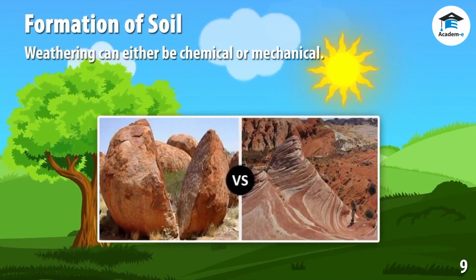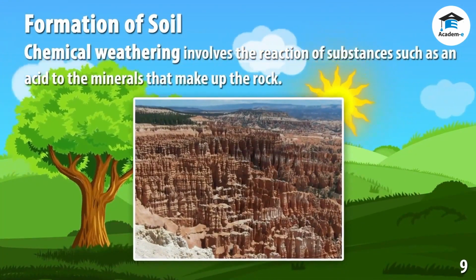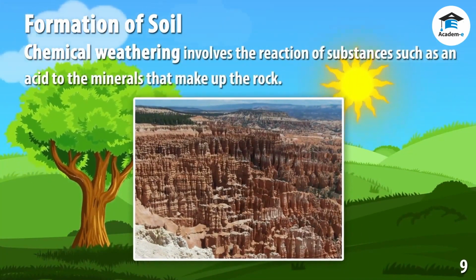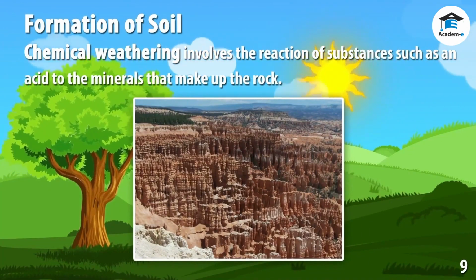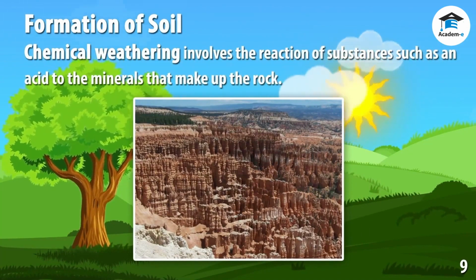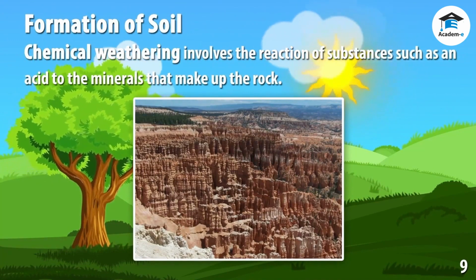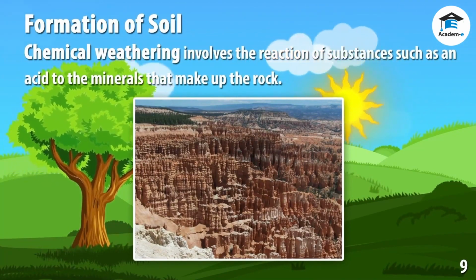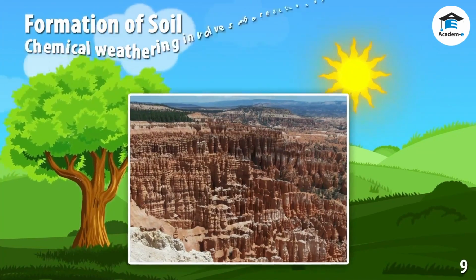Weathering can either be chemical or mechanical. Chemical weathering involves the reaction of substances such as an acid to the minerals that make up the rock. The acid may come from the combinations of carbon dioxide and water, or carbonic acid, and sulfur oxide and water, or sulfuric acid in the air. Oxygen in the air may also cause chemical weathering. As a result, the rock crumbles into pieces.